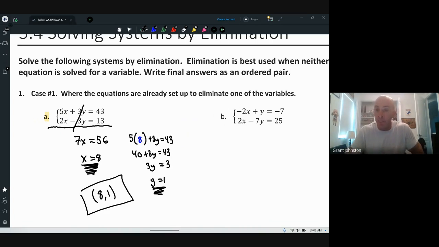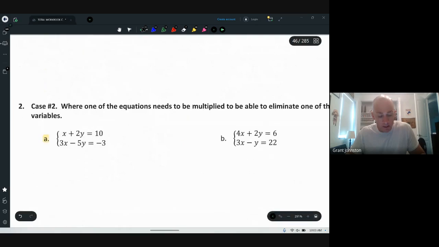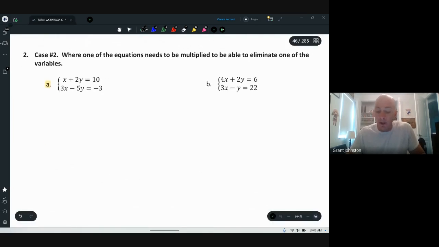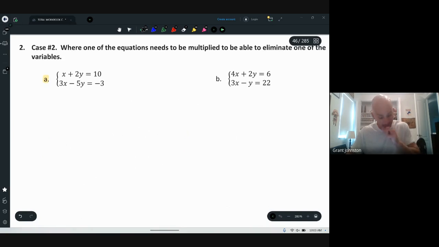So if you'll notice on B, the x's, and I'll let you do this one, the x's are already going to eliminate. Negative 2x plus 2x, those eliminate, it'll be 0. Okay. Case 2, where one of the equations needs to be multiplied to be able to eliminate one of the variables.